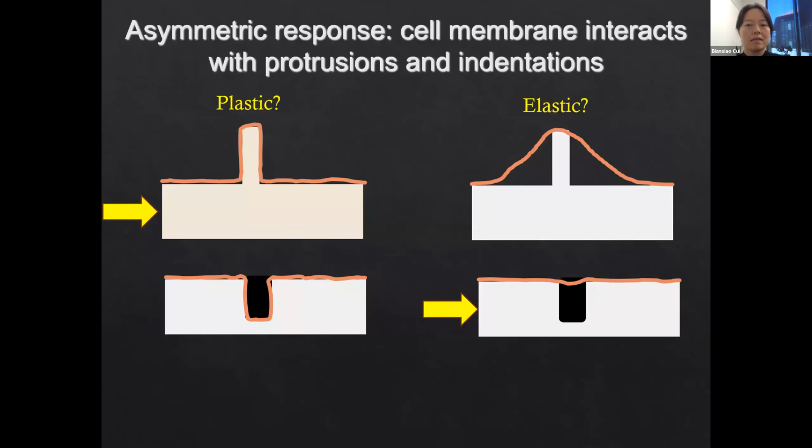So that gave rise to a very interesting observation: it's an asymmetric response. For protrusions, the cell membrane wraps around very tightly, but for indentations or holes, the cell membrane does not grow into the hole. From this study, you can see we cannot see the cell membrane as a very simple object. We cannot see it as just plastic or elastic. It responds to different topography in a very different way.